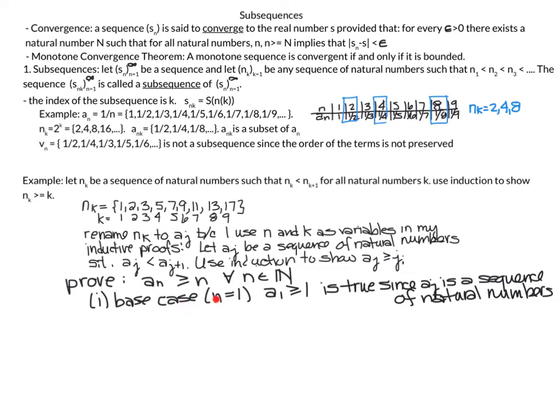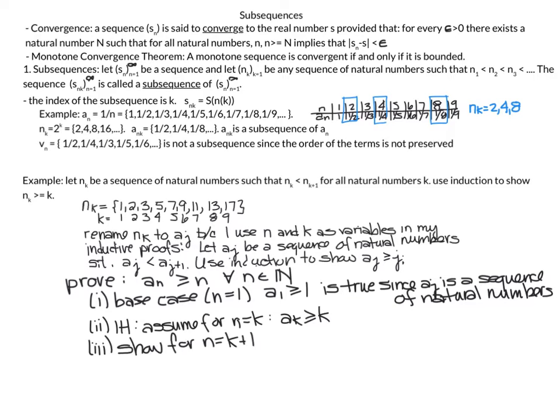And I start with my base case, n is equal to 1, that a1 is greater than or equal to 1. And this is true since here we said that we're dealing with a sequence of natural numbers. My next step is my inductive hypothesis, which is assume for n equals k, that is ak is greater than or equal to k. And last, I need to show for n equals k plus 1.